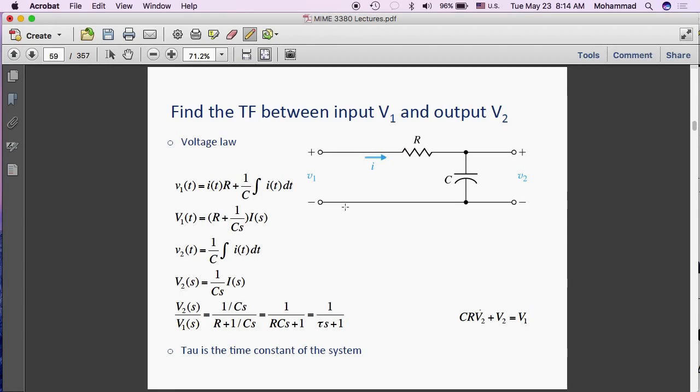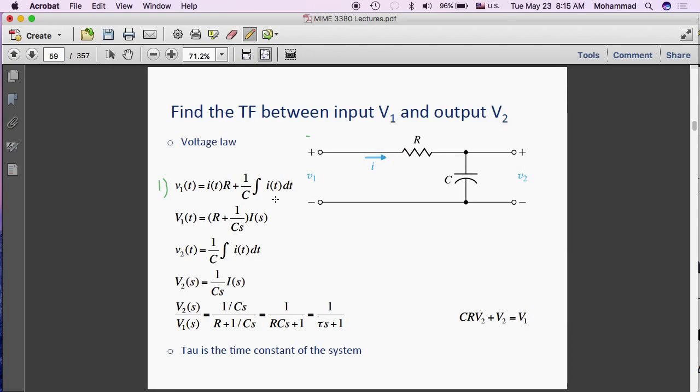So the very first step is to come up with the differential equation, which we will later transform into Laplace domain. If you write Kirchhoff's law around this circuit, you get to equation 1 here. V1, because the others are negative, you push them to the other side: I r plus 1 over c integral of I. I r is voltage drop across the resistor. 1 over c integral of I dt is voltage drop across the capacitor, and that closes the circuit.